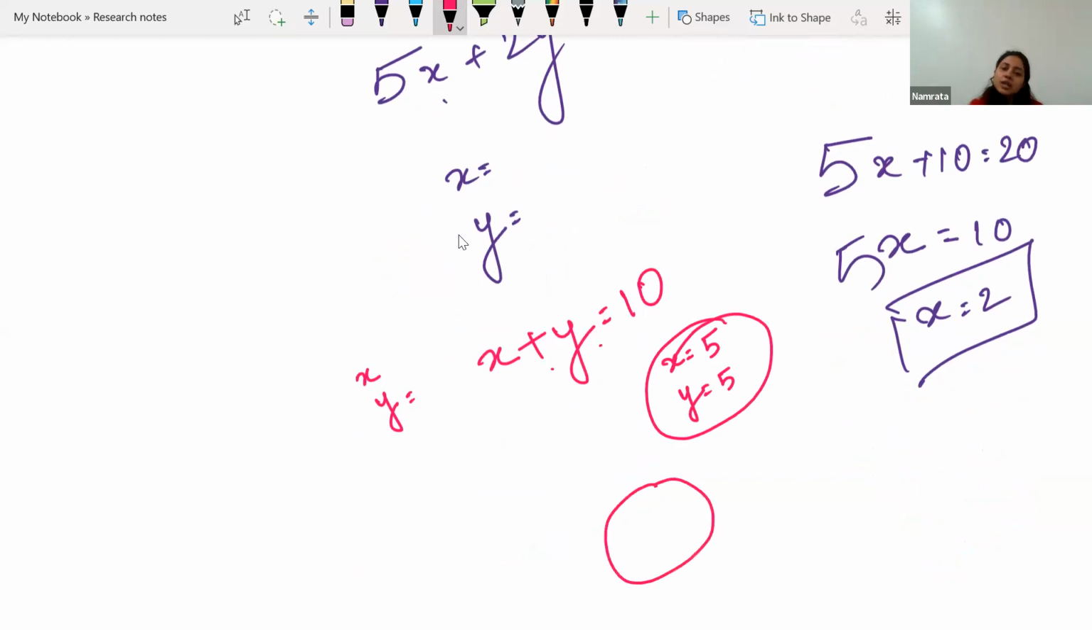Now we can also say x can be, let's say, 2 and y can be 8. So 8 plus 2 is also 10. Or x can be 1 and y can be 9. So 1 plus 9 is also 10. So this way, if you keep on guessing, there will be infinitely many solutions.